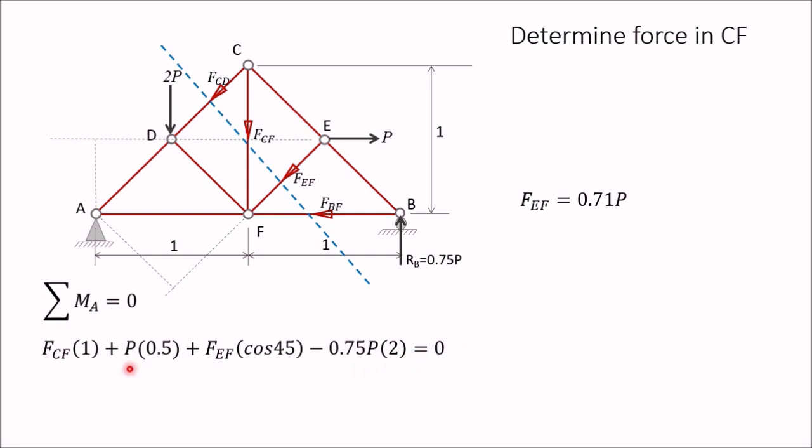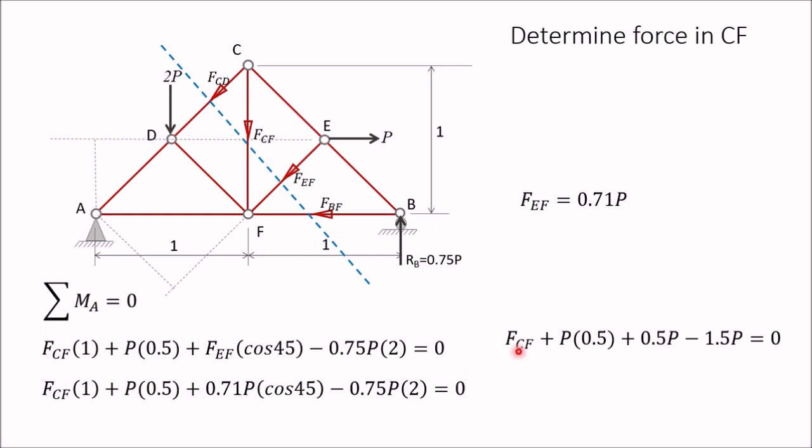Now solve this. The value of FEF is known, 0.71 P. Put that value here and calculate. So FCF is there, and this is 0.5P, this is 0.71 into cos 45, so again you are getting 0.5P, and 2 into 0.75 is 1.5P. So once you solve this, you will get FCF as 0.5P. This is the required answer.